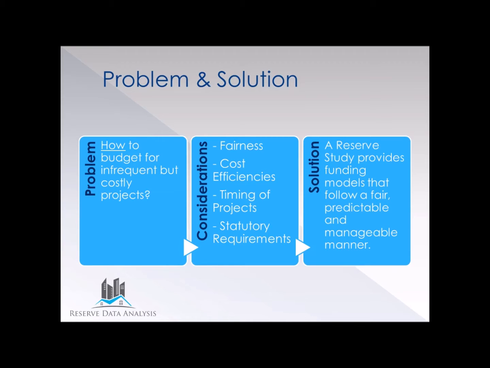Now, some communities will be to a point where it's just not possible to raise the dues to a level that covers those expenses, and that's when a special assessment, unfortunately, would be required. Loans are extremely difficult to secure, especially for a community that's already in a bad financial situation. So we really don't like to rely on those at all, or even consider those in a recommended funding model.